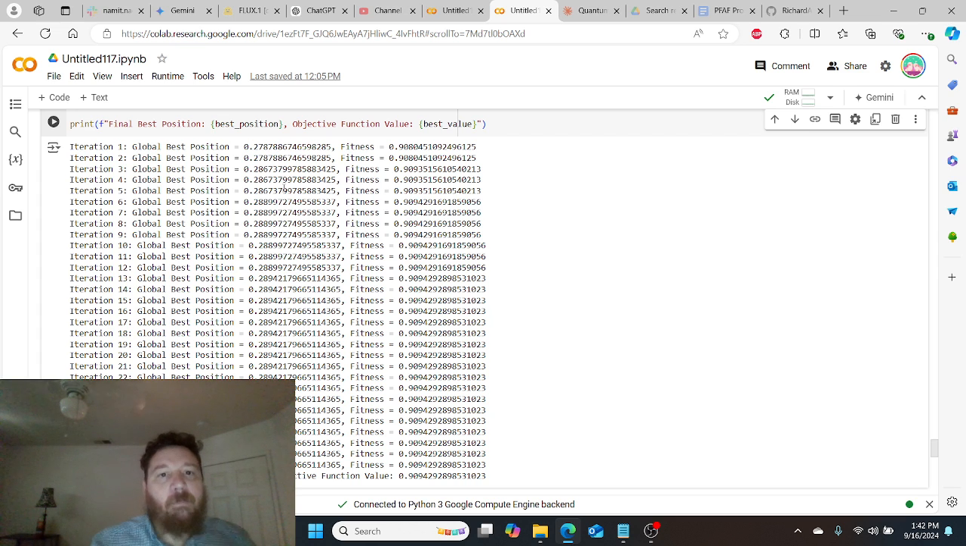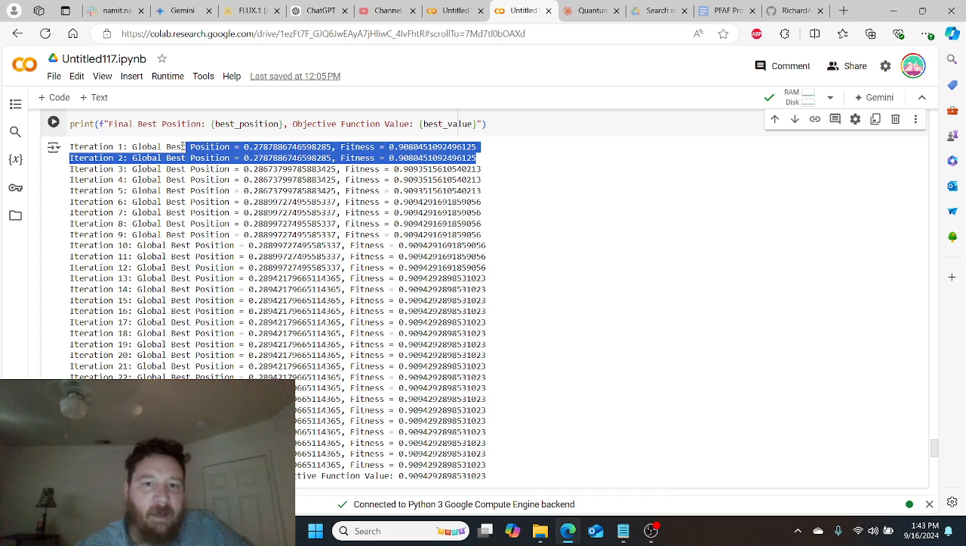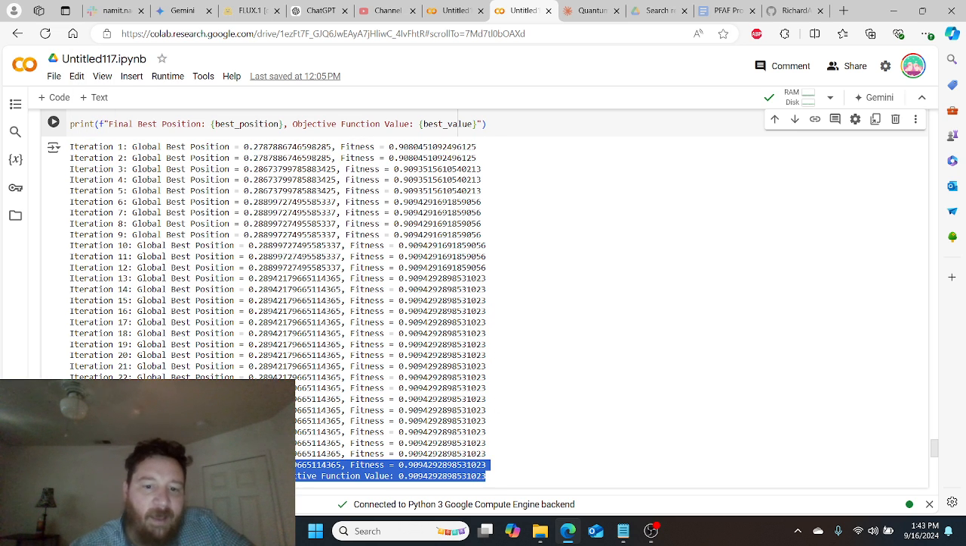We would want the final best position to go up. And so we can see after 30 iterations, it starts at 0.27, 0.278, and then ends at 0.289, which is pretty significant in these regards. And then same thing with the fitness, right? Starting at a fitness of 0.908, and that's what it is for the first two iterations, and then we end with a final fitness score of 0.909, so significant at 0.094, a significant increase from 0.9080.